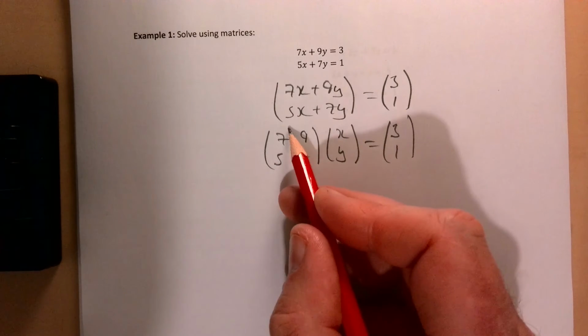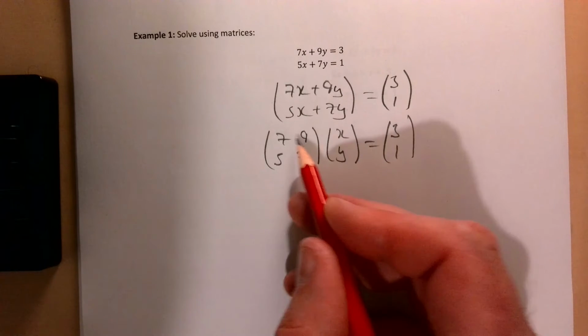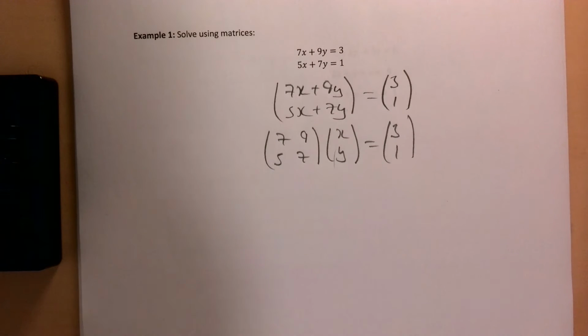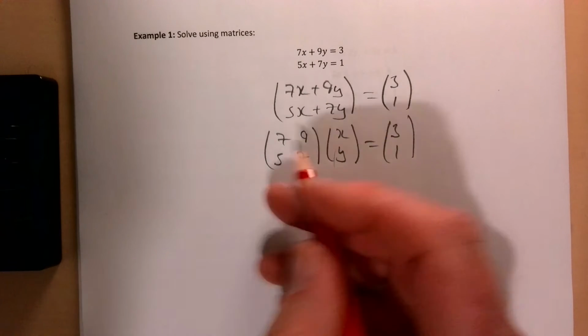Now why does that work? This is a 2 by 2, this is a 2 by 1, so you can't multiply them the other way round. If I multiply this by this, I get this. If I multiply this by this, I get this. So let's find the inverse then.